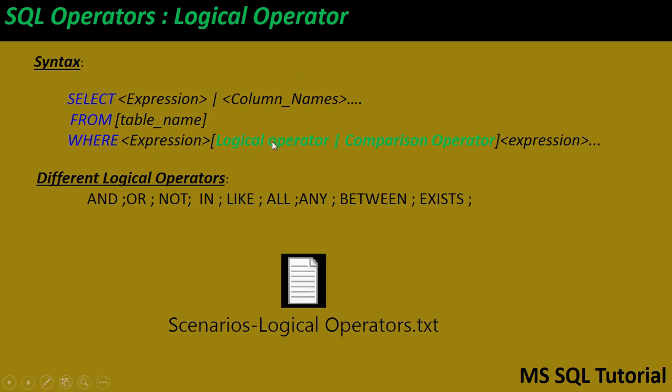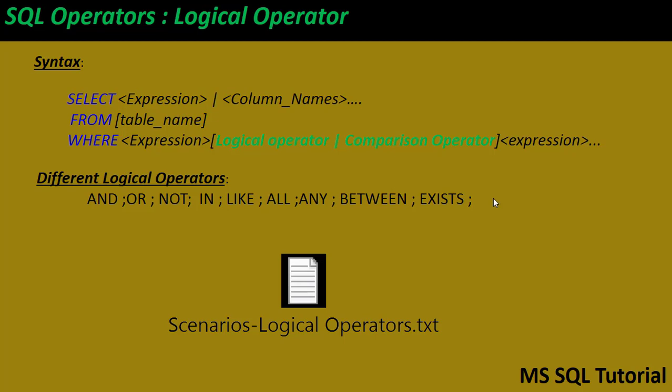Now we will see what the different logical operators are. We have the AND operator, OR operator, NOT, IN, LIKE, ALL, ANY, BETWEEN, EXISTS. These are all the logical operators that we have. Let me explain one by one.